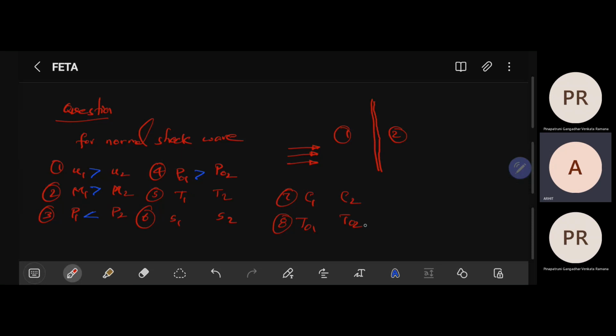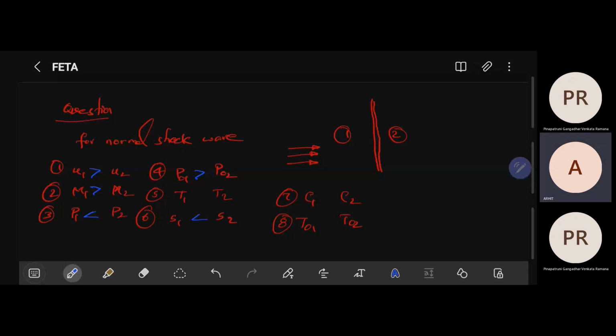Sir, can I answer the sixth one, because I'm not getting these two? Yes, any question you can answer. The sixth one: entropy will increase across the shock, sir. So S2 is greater than S1. Okay. No, sir, I can't solve more.